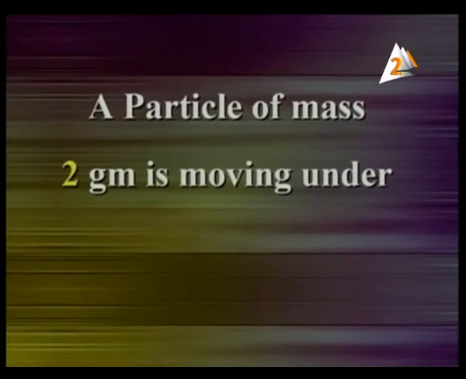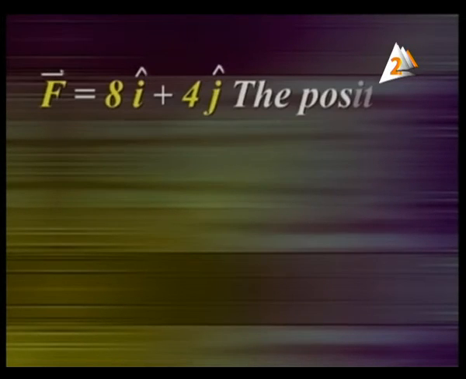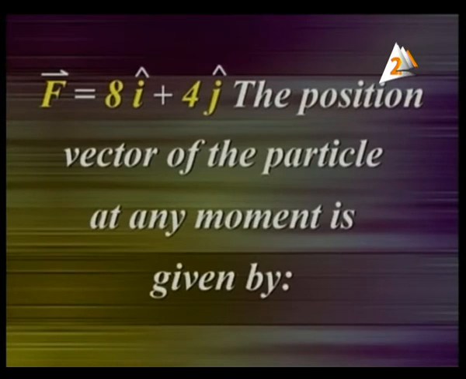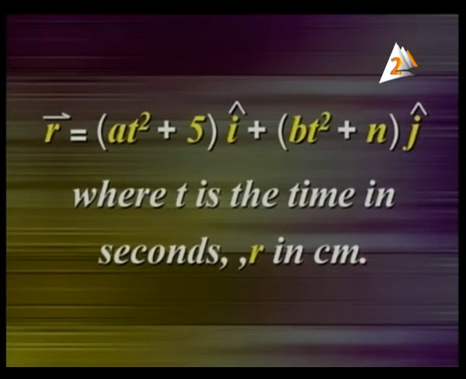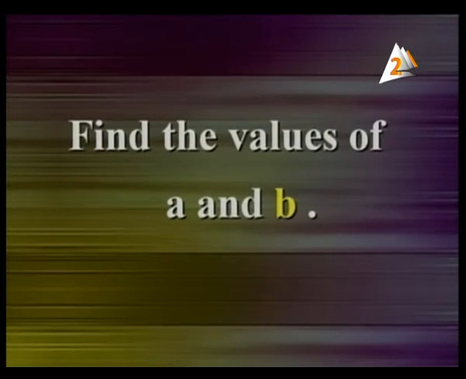A particle of mass 2 gram is moving under the effect of the force F equals 8I plus 4J. The position vector of the particle at any moment is given by R equals AT squared plus 5 in direction I plus BT squared plus N in direction J, where T is the time in seconds and R in centimeter. Find the values of A and B. Solution.